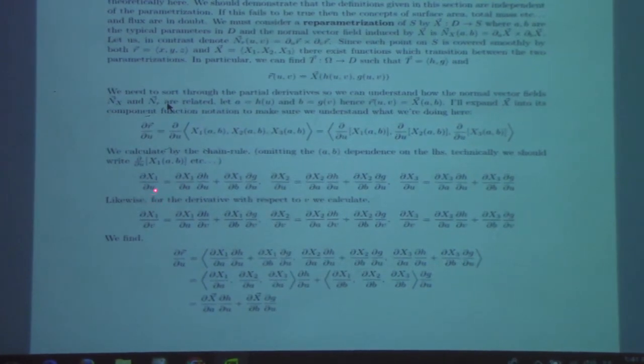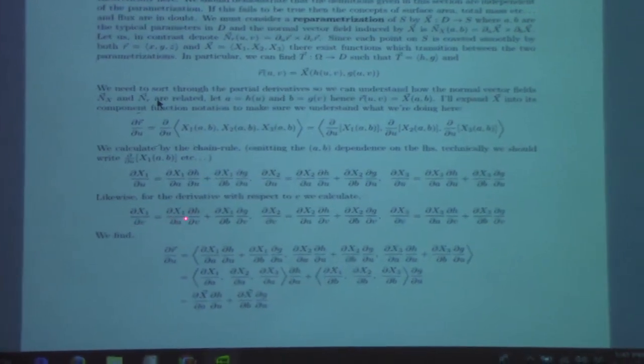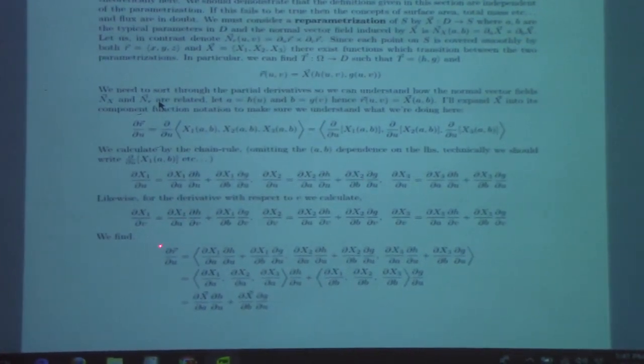But anyway, the point is, if you were to change parameterization, this would be the relation between the partial derivative with respect to the U parameters versus the A and B parameters. And likewise, V as it relates to A and B. And when I actually calculate the U coordinate velocity as it relates to the A and B coordinate velocities, we get this. We actually end up with partial x/partial a, partial h/partial u, partial x/partial b, partial g/partial u, where h and g are the reparameterization maps.